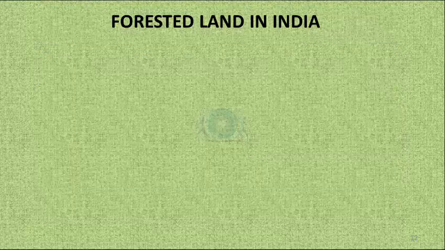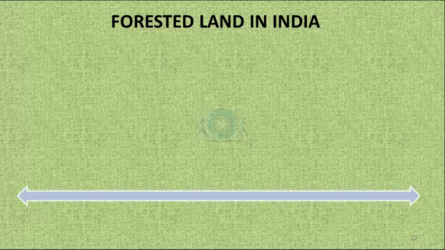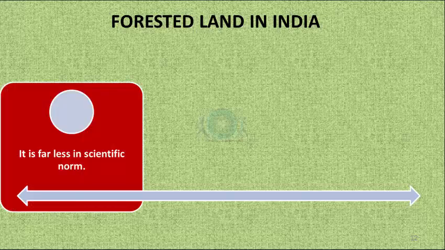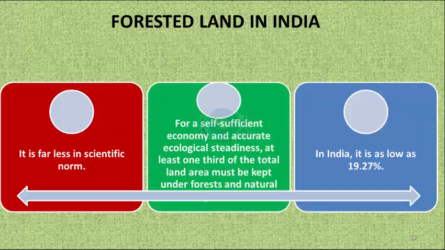Forested land in India is far less than the scientific norm. For a self-sufficient economy and fairly accurate ecological steadiness or balance, at least 1/3 of the total land area must be kept under forest and natural vegetation. But in India, it is as low as 19.27%.